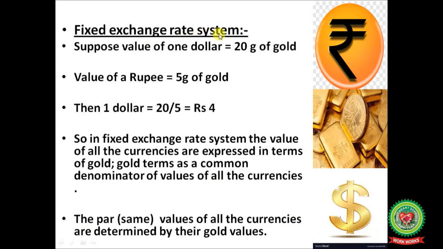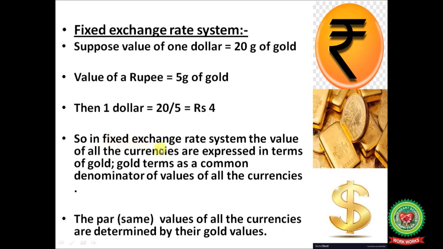Fixed exchange rate system. Under this, suppose the value of $1 is equal to 20 grams of gold, and the value of a rupee is equal to 5 grams of gold. Then $1 can be calculated as 20 grams of gold against the dollar divided by 5 grams of gold against the rupee. So you will get the value of $1 against rupees, that is $1 equals rupees 4.